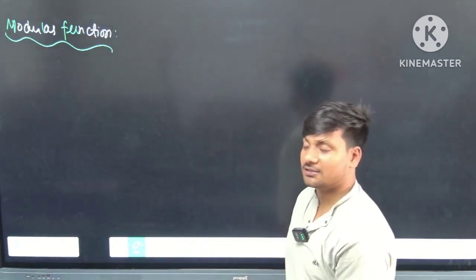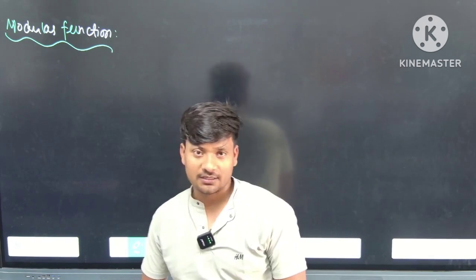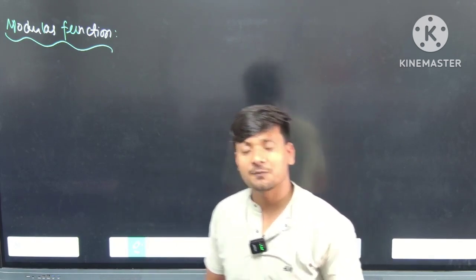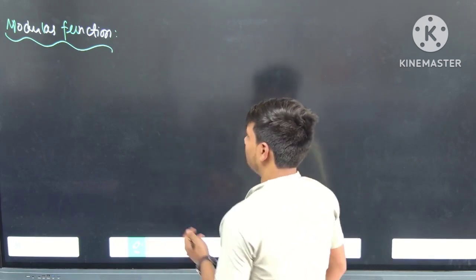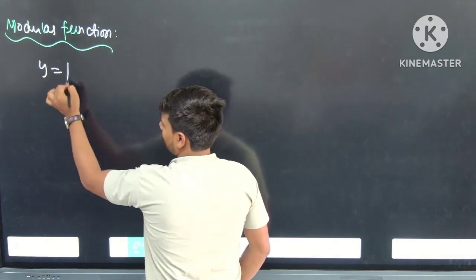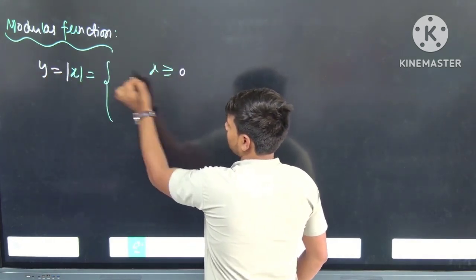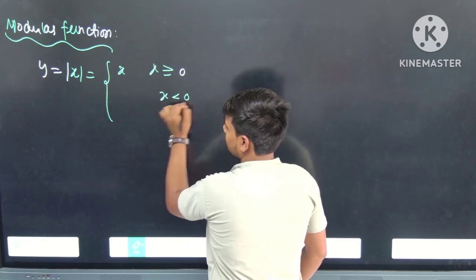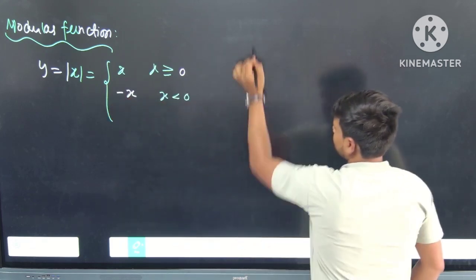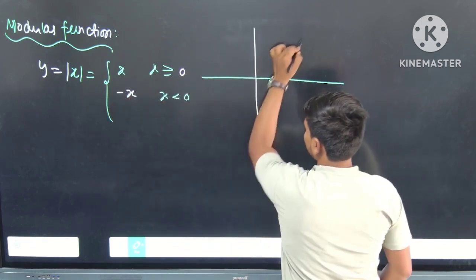So modulus function is always continuous, we know that. So we can discuss further for differentiability. Okay, so y equals mod x, that is x when x is greater than or equal to 0, and minus x when x is less than 0, and the graph of this function you can see like this.